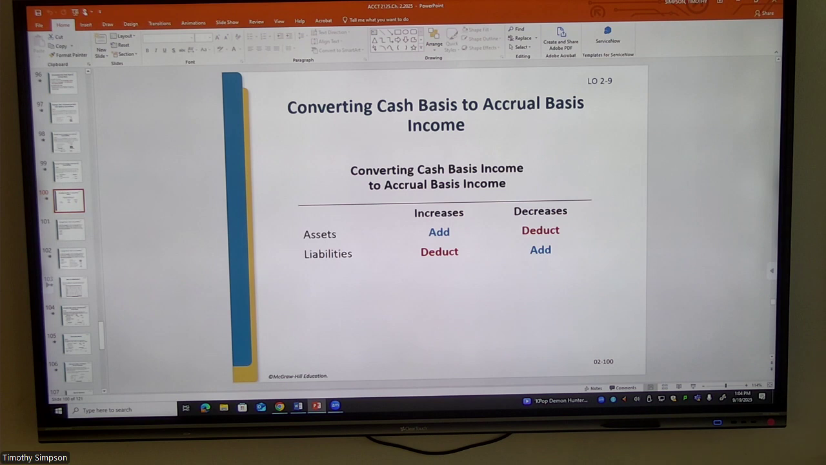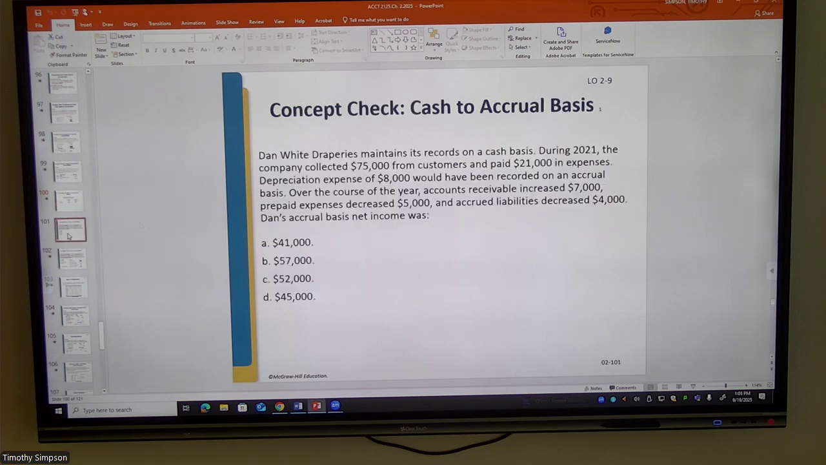And to make this a little bit more obvious and concrete, we'll do some examples here. And we'll refer back to this particular graph, because I think it really is important for us to look at. It's something you want to have earmarked so that you can look at it in the future. So a quick example: concept check, cash to accrual basis.